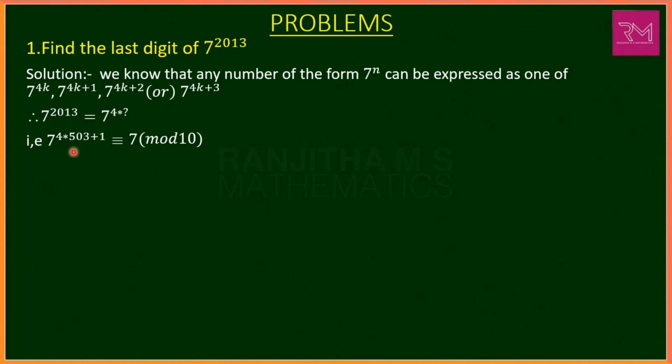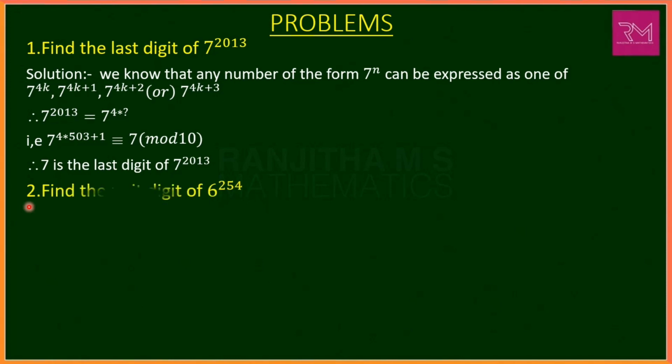7 power 5 is 16,807. We can take this as 16,807 is congruent to 7 mod 10. That is, 10 divides 16,807 minus 7, which is 16,800. We can easily see that 10 divides 16,800, so this congruence holds for all values of k. So we take 7 power 4 into 503, which is 2012, plus 1. This is congruent to 7 modulo 10. Therefore we can conclude that 7 is the last digit or unit digit of 7 power 2013. This is a very important problem, so we have to solve this type of problem in this method only.